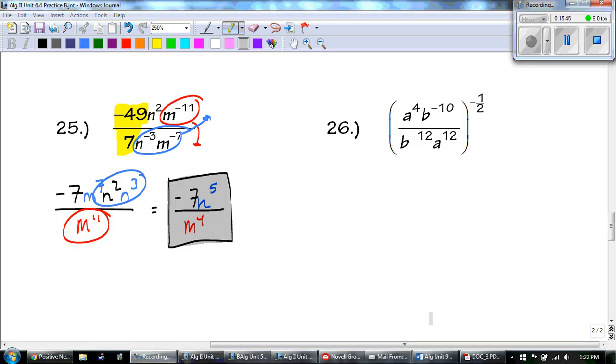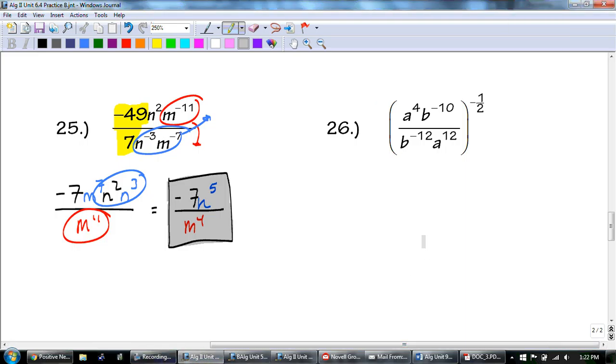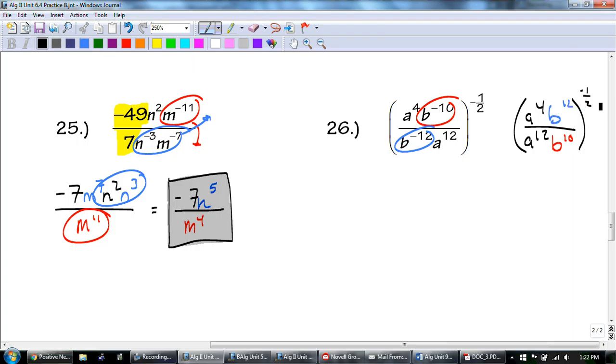All right, number 26. I like to clean up first. So I have to move anything. Let's see, a to the 4th stays here, a to the 12th stays on the bottom. If my exponent's negative, I drop it like it's hot. If it's already on the bottom, I bring it to the top. And then don't forget about the negative 1/2.